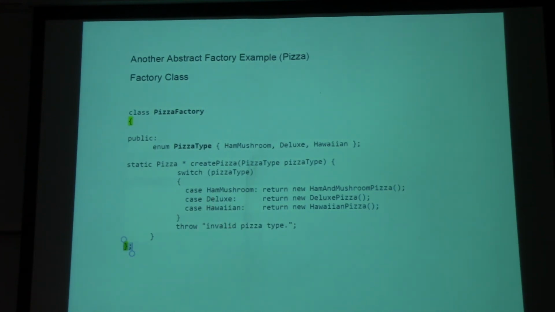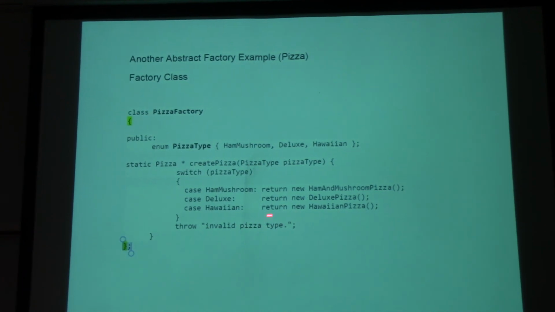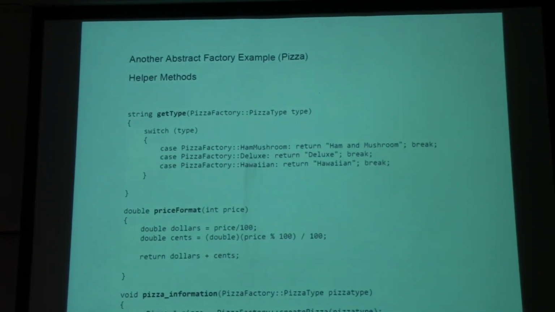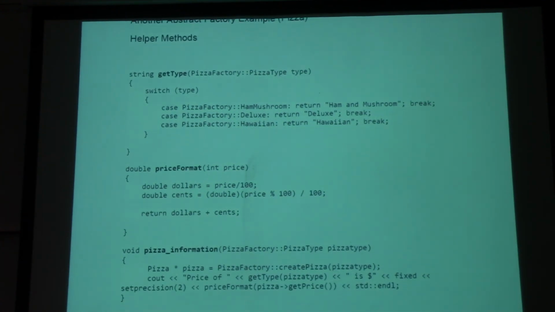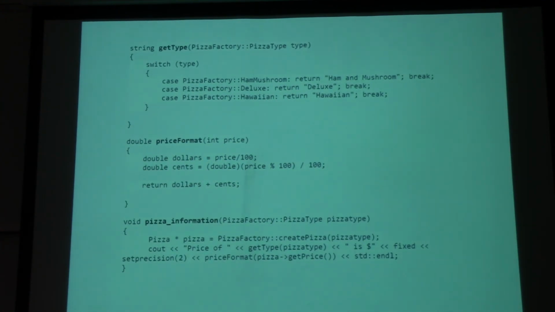All right, and then we will throw in an invalid pizza type in case we have some kind of a problem, in case the switch is out of range. So I'll show you how that's being done. We're throwing some kind of a string here. All right, so now we're going to go to get types. These are some helper methods, like, for example, switch type.